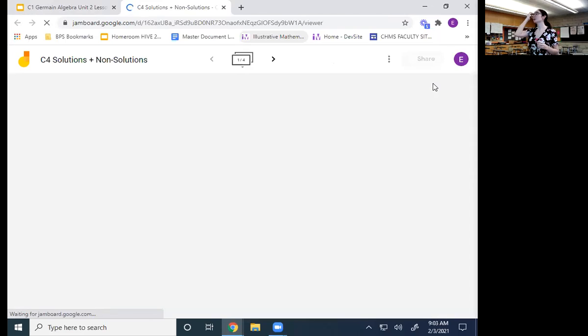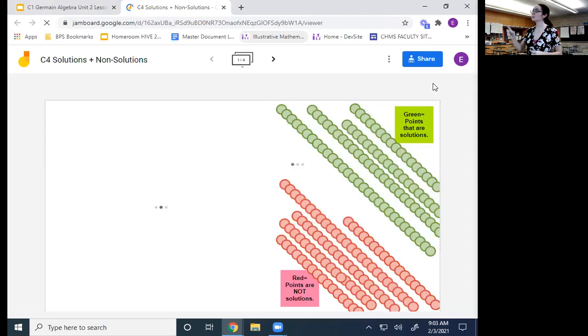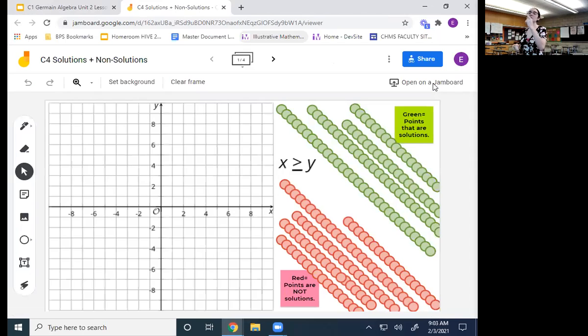You're going to plot some of those points. Green are solution points, red are non-solution points. It's taking mine a minute to load. Each one of the inequalities has its own slide. Once you get some of your points plotted and you start to write down your patterns, I want you to plot some of your solutions and non-solutions on the Jamboard as well. I'm going to give you 7 minutes right now to do these 4 inequalities. Let's get started.